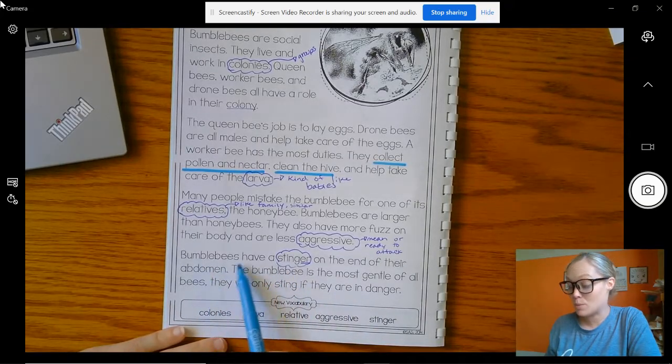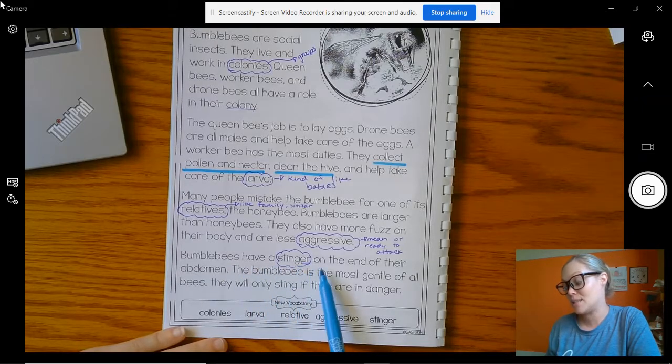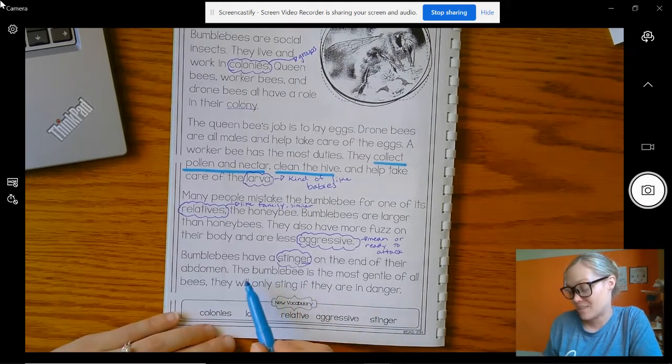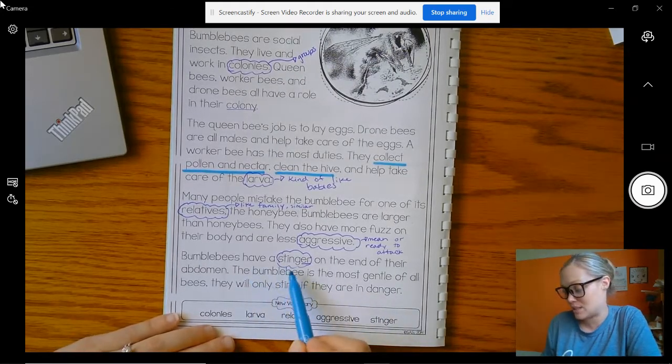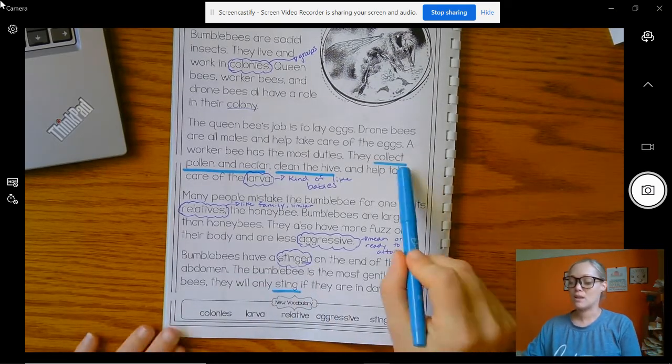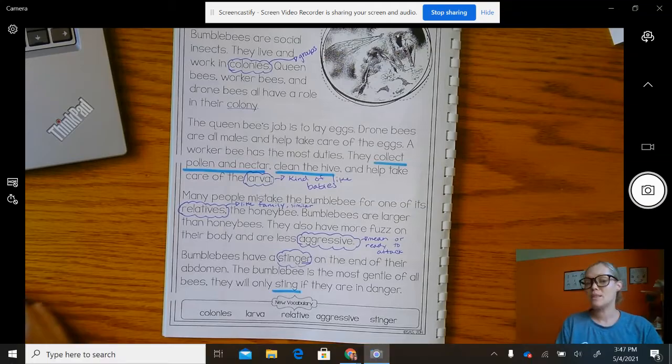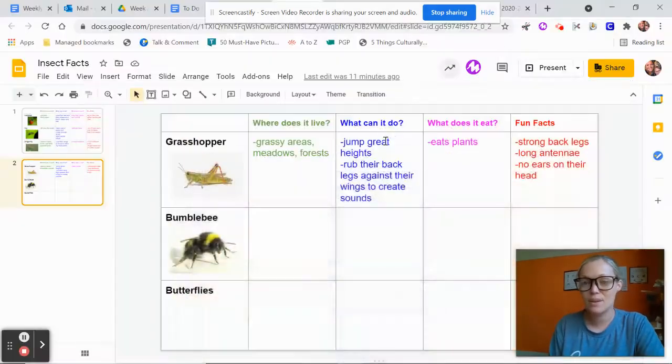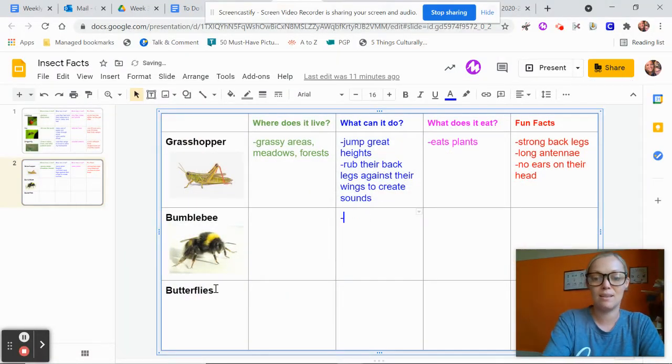And anything else? Ooh, bumblebees have a stinger on the end of their abdomen. The bumblebee is the most gentle of all bees. They will only sting, so they can also sting. I didn't hear of the other ones that could sting, so I'm just going to underline sting. So they can collect pollen and nectar, they can clean the hive, and they can sting.